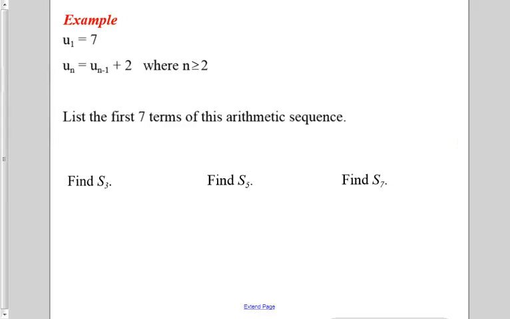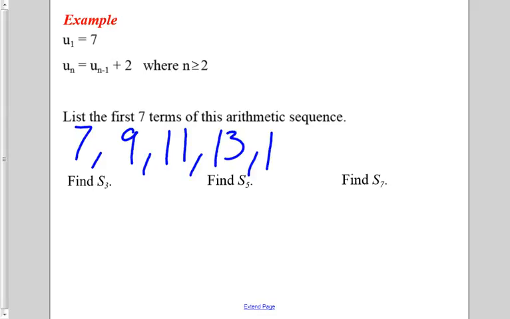Let us take a look at this example. They give us u1 equals 7, and from there on out, un equals un minus 1 plus 2, where n is greater than or equal to 2. So if we're to write the first 7 terms of this, u1 is 7, u2 is 7 plus 2, which is 9, u3 is 9 plus 2, 11, plus 2, 13, plus 2, 15, 17, and 19. And we just found u1 through u7.